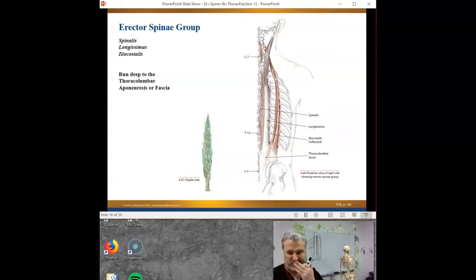Yay, it's so cool. Miss Torres, what is the most lateral erector spinae muscle? Is it spinalis? So your spinalis is out here most laterally? No. It's iliocostalis. Yes. Iliocostalis is most lateral.